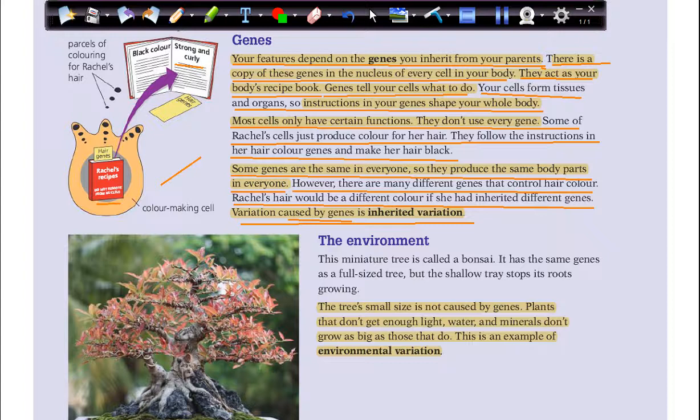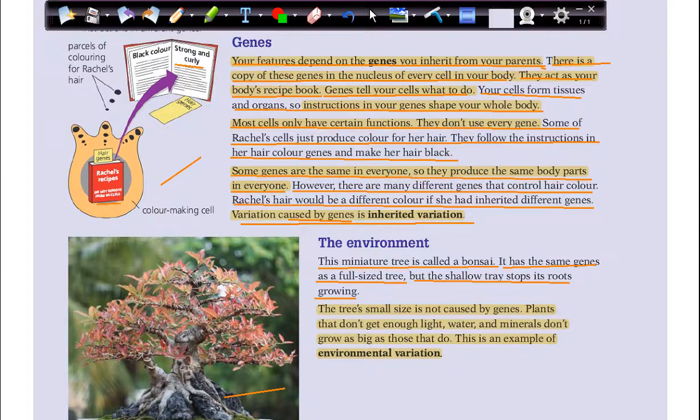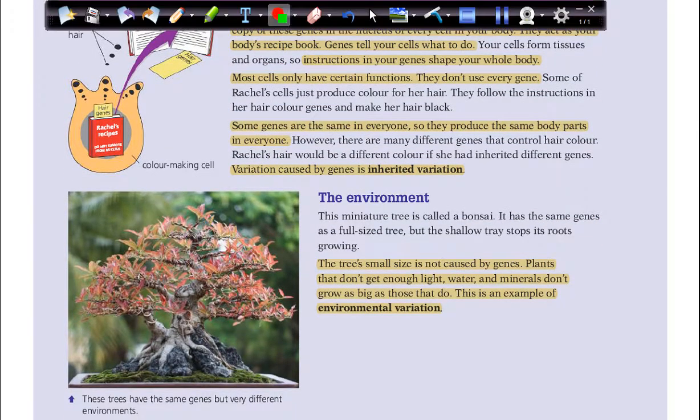Okay, what about the environment? We have another classification of variation. We call it environmental variation. So what is this environmental variation? This miniature tree is called bonsai. A miniature means a small tree, so it's called bonsai. It has the same genes as a full-sized tree, but the shallow tray stops its roots from growing. As you can see here, they are growing this miniature tree in a shallow tray. It's like a dish, okay?